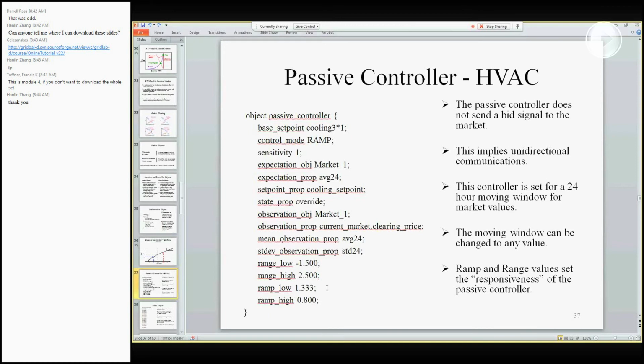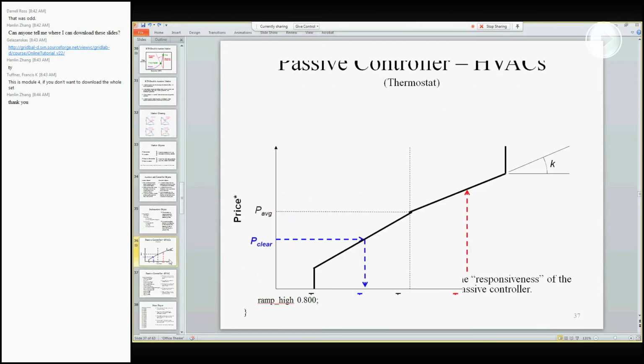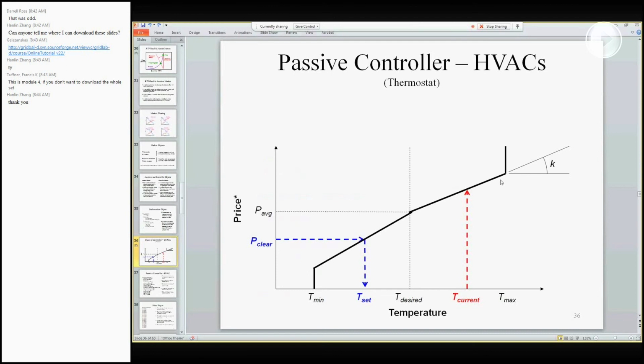And then right here, these values set the ramp rate on this curve right here. So basically, you're setting the slope of this device. And notice this is a bilinear. So we actually have a breakpoint here at the upper and lower. This area represents pre-cooling. This area represents deferred cooling.